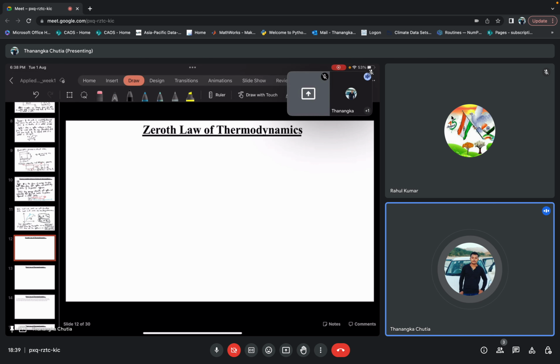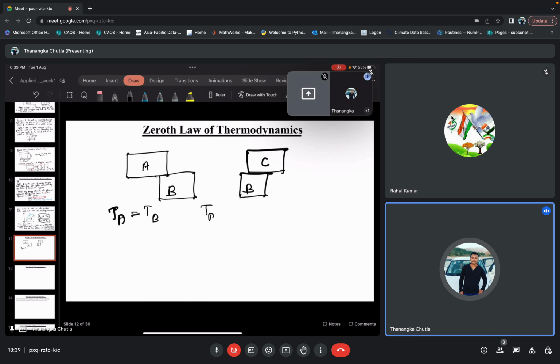Now what the zeroth law of thermodynamics actually says is that, suppose I have a system A which is in thermal equilibrium with the system B. There is another system C which is in thermal equilibrium with the same system B. So T of A is equal to T of B, and T of B is equal to T of C. This implies that T of A is also equal to T of C. So that means if a body A is in thermal equilibrium with B and another body C is also in thermal equilibrium with B, then A and C are also in thermal equilibrium with each other.